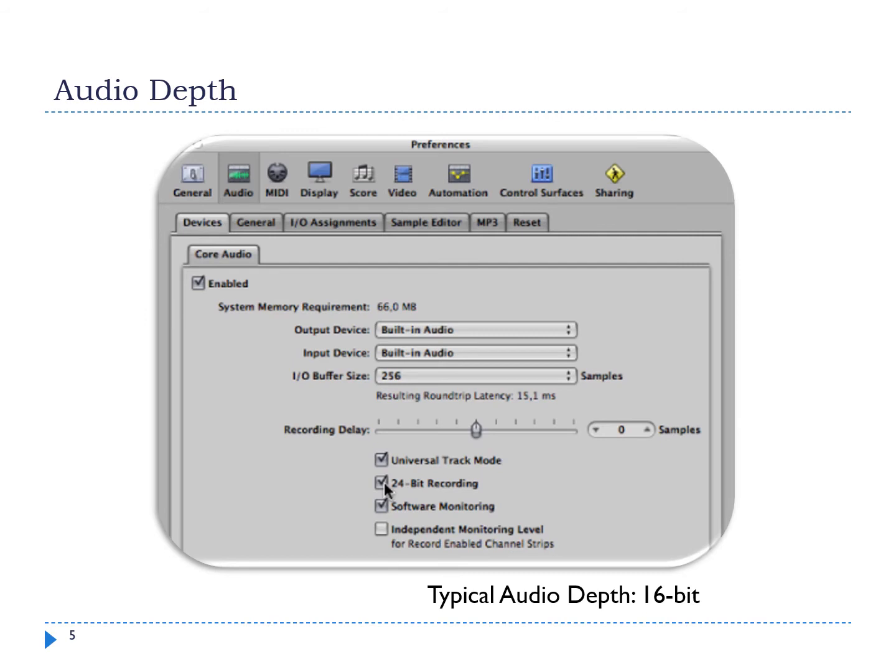Also, we can use bits to store audio. Recall that bit depth is the number of bits of information. The typical audio bit depth is 16 bits.